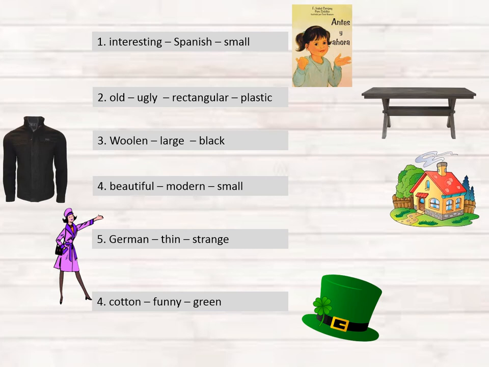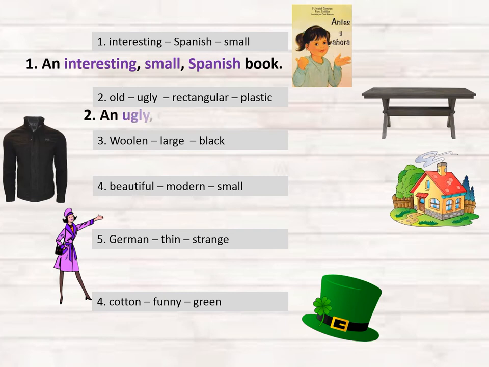Interesting, Spanish, small, book. So we start with, of course, opinion, yes. And then size, and then origin. So it's an interesting small Spanish book. Number two, old, ugly, rectangular, plastic table. We start with opinion, of course. Okay, so what is opinion here? Yes, it's ugly. So it's an ugly, old, age, rectangular shape, plastic material table.